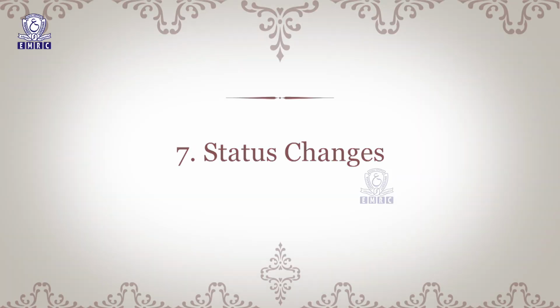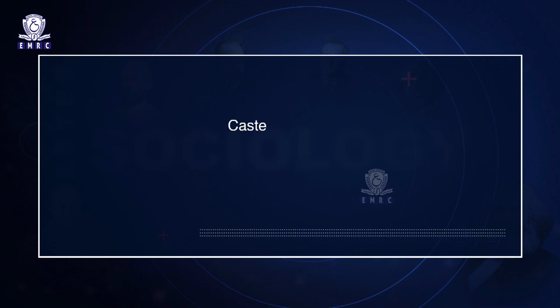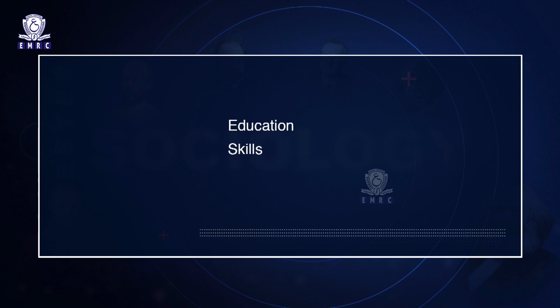Status changes. In the traditional societies, people used to acquire status by birth itself. We call it ascribed status, which is based on caste, age, gender, and so on. Due to rapid industrialization and urbanization, the status and authority patterns have been altered. In the modern societies, individuals are acquiring status based on education, skills, experiences, and so on. We call it achieved status.